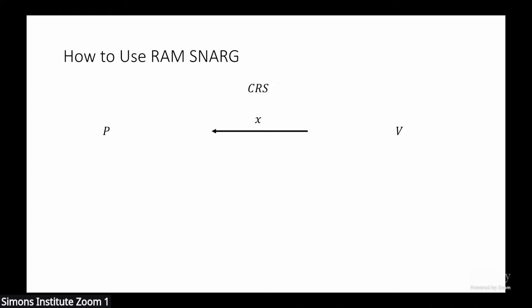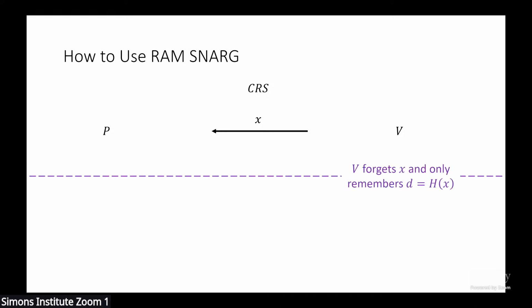We have a verifier, a client. It has some large memory, all of its emails maybe. It delegates it over to a prover. And now the prover is going to store x. In the future, the verifier might want to compute on this x. So now the verifier can forget x. It only keeps a hash of x.